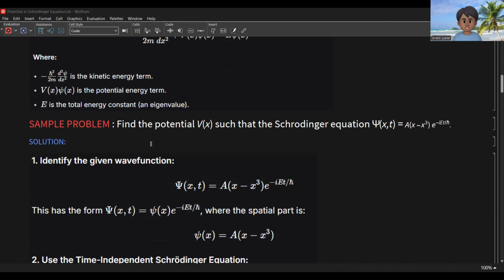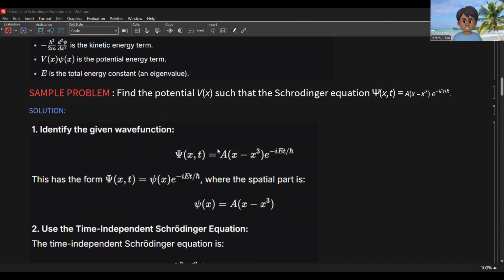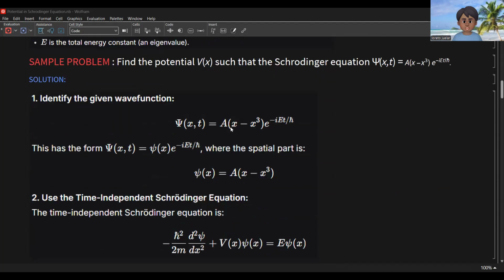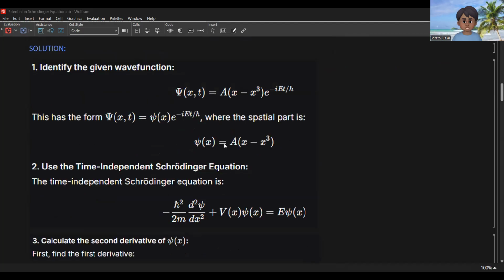So we have a sample problem here. Find the potential as a function of x, such that the solution of the Schrödinger equation as a function of x and time is equal to a times x minus x cubed, times e to the negative i E t over h bar. Okay, let us solve this problem. So identify the given function here. This has the form of a function of x only times a function of time. This is the spatial part, in terms of x only.